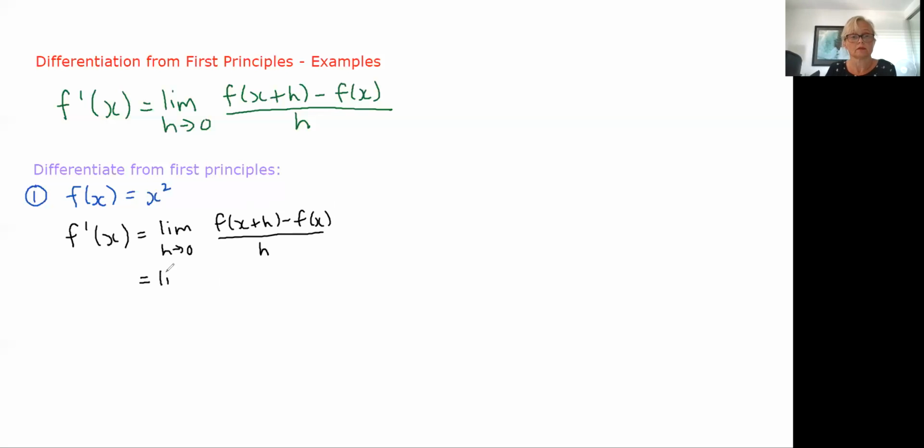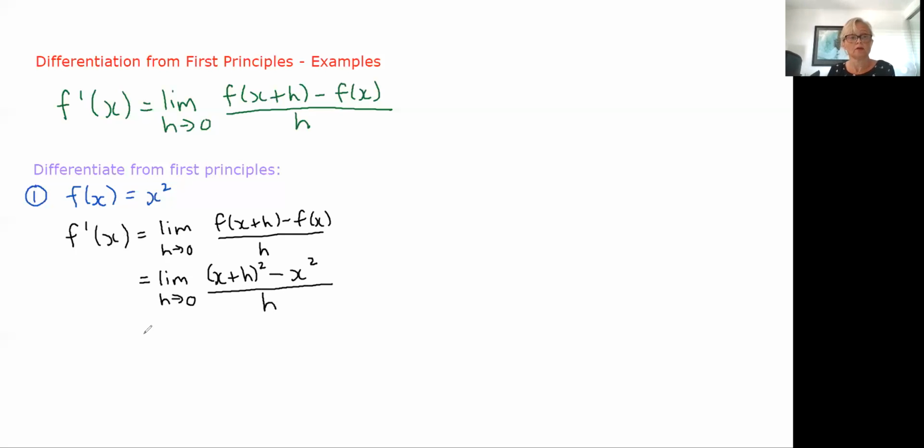Limit as h tends towards 0. We haven't calculated the limit yet, so we still have to write limit as h tends towards 0. Well, we know that f of x is x squared, so that's okay. We can pop that in there. We know that h is h. x plus h all squared will be our f of x plus h. If f of x is x squared, f of anything is that thing squared.